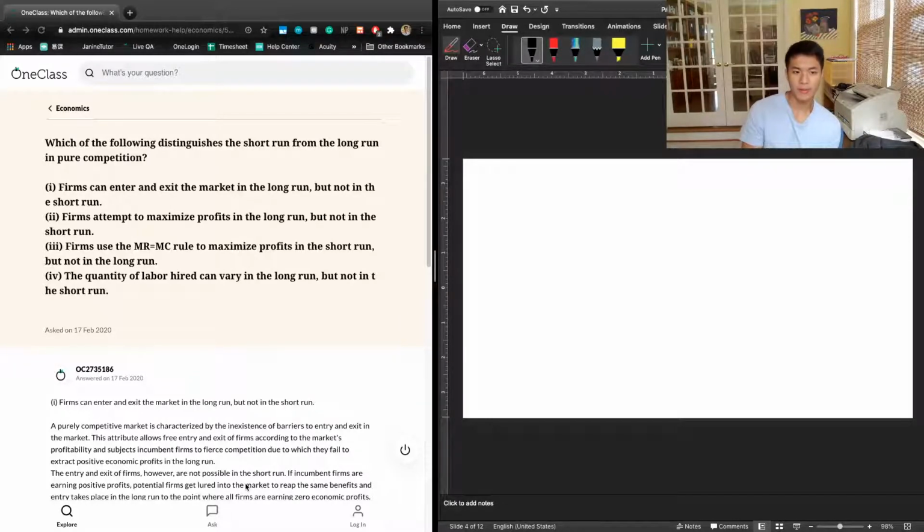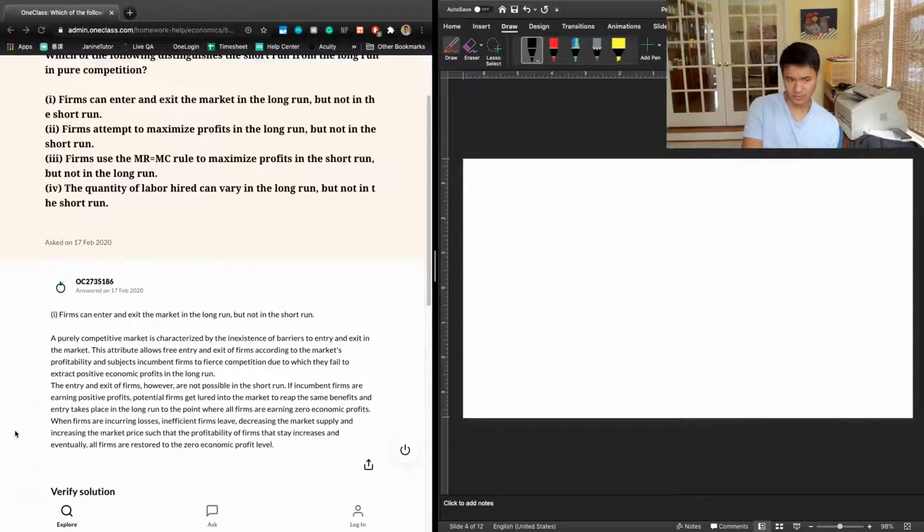And finally, four, quantity of labor hired can vary in the long run, but not in the short run. Labor is a variable input, not a fixed input, even in the short run, so it's very possible in the short run for firms to change how much labor they hire. So four is not going to be correct either. One's going to be the best answer here. Let's take a look at the previous year's answer.